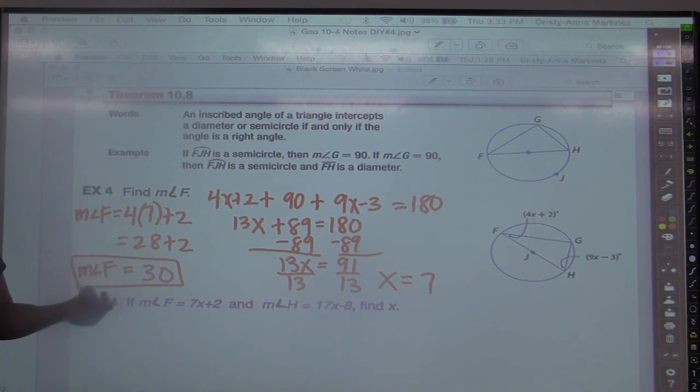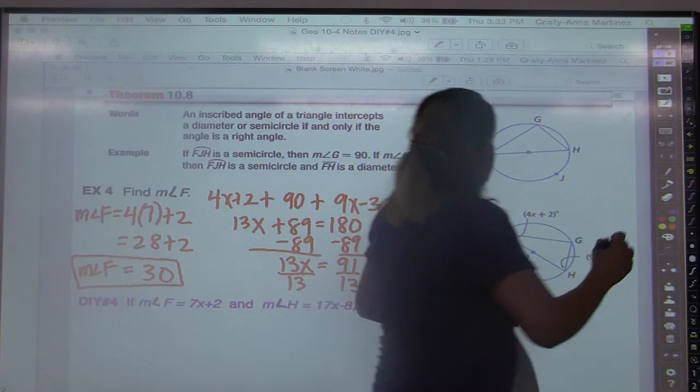30. So now you can do this do-it-yourself number 4. And then we'll go to our last theorem and our last example.